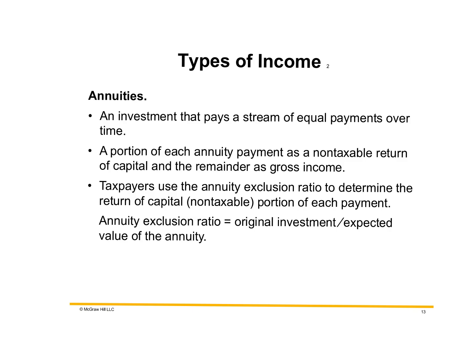So what taxpayers will do is they will use an annuity exclusion ratio to determine the return of capital, or the non-taxable portion of each payment. And this ratio is here, and I will make sure that this is on my chapter 5 notes page. So the annuity exclusion ratio equals the original investment divided by the expected value of the annuity itself.